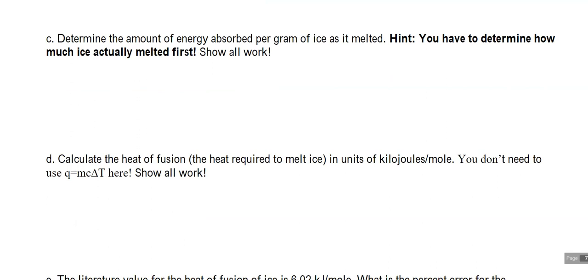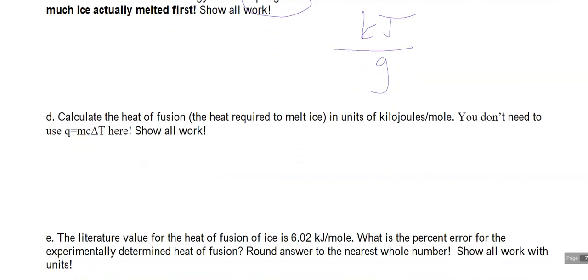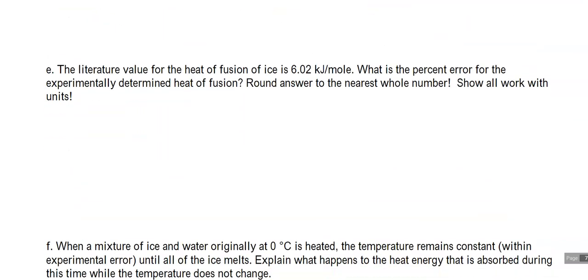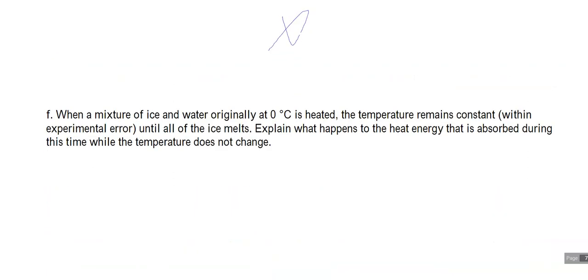And here you're just looking at units. So you want to find energy per gram. All right, so you're looking at kilojoules per gram. Get your units there that you need. I give you a hint here that you're not using MC delta T. All right, I want kilojoules per mole. I'll give you the unit there that you need. You can find percent error. We've done that a million times.